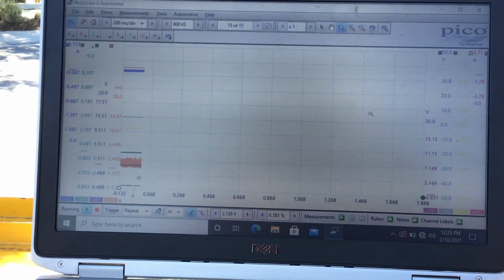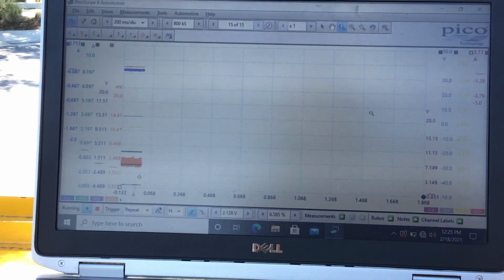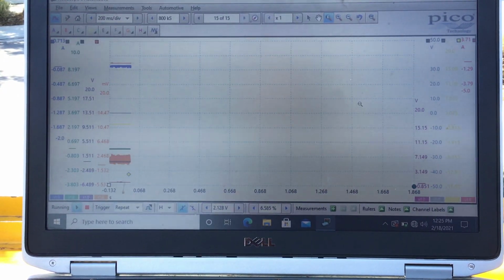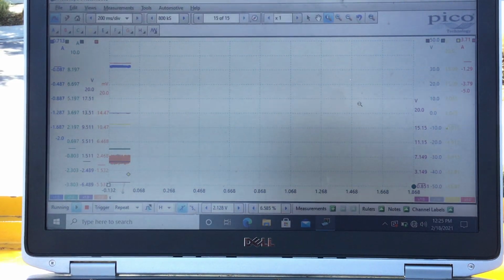Okay, I will start the car. When I talked about trigger last time, we are triggered on the crank sensor on channel H, burgundy. The little yellow diamond, once the voltage meets that threshold, looks like on the upward slope, it will draw a pattern. So here we go, I'm going to start the car.